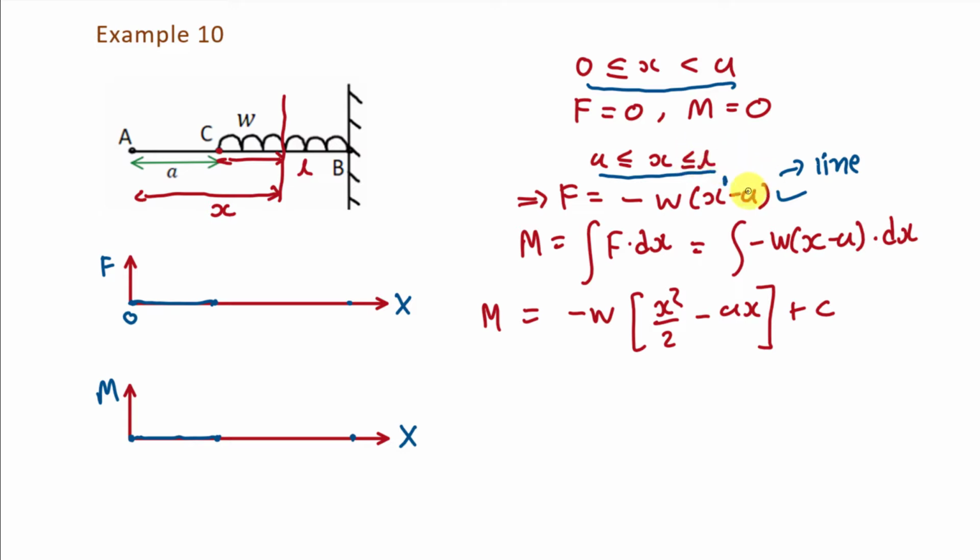First of all, we are going to put x is equal to A. Then what will we get? We will get F is equal to 0, because here A minus A will be 0. So here we will get this point.